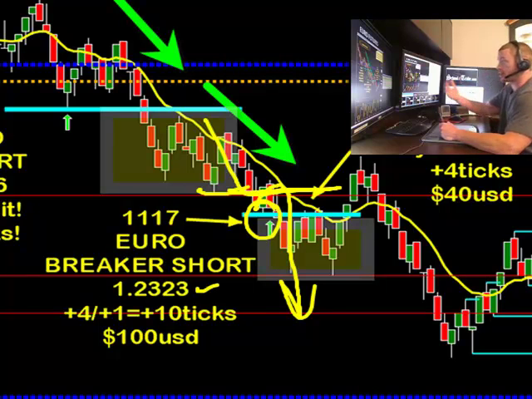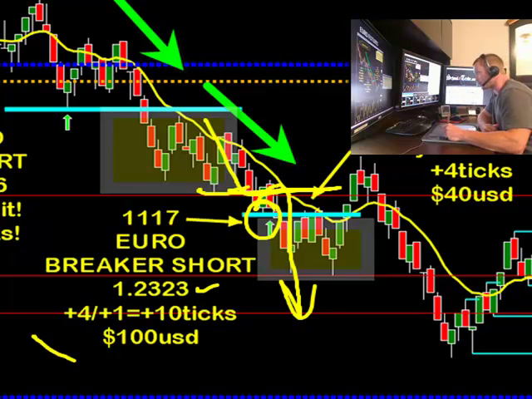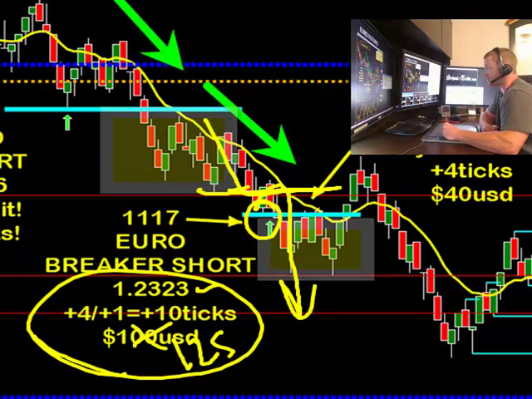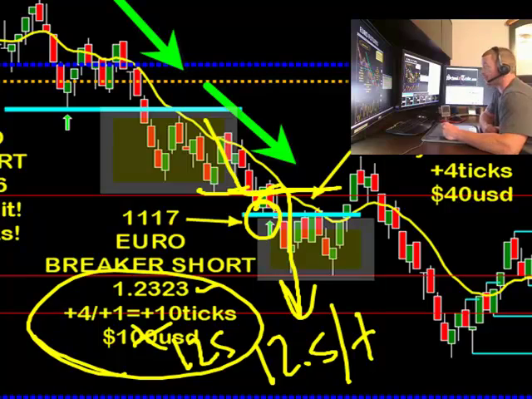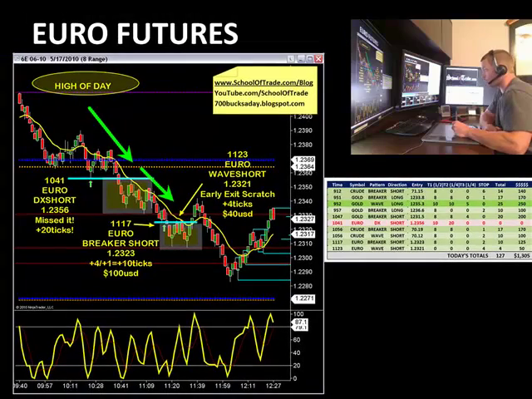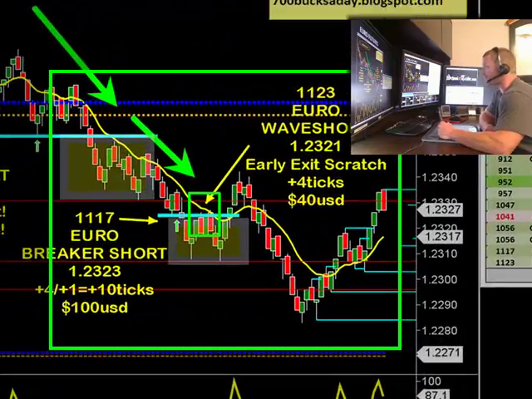23.23 now. We take our +4 target, move our stop down to entry -1, right? And there's your +10. Now, of course, that's wrong, actually. 10 ticks would be 125 USD because it's 12.50 per tick. So remember that. And then we also took another re-entry here for a wave short on the euro. So we saw, of course, the breaker pattern short worked out, but then it came right back up and met us at the falling trigger line.